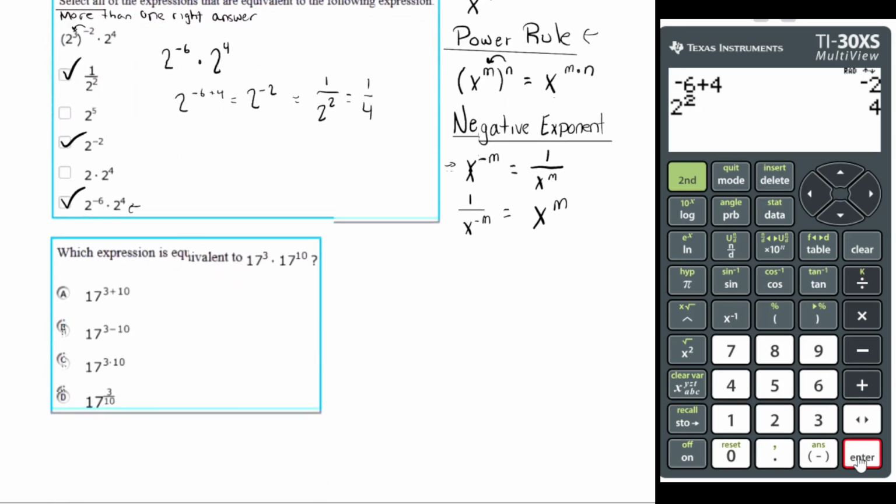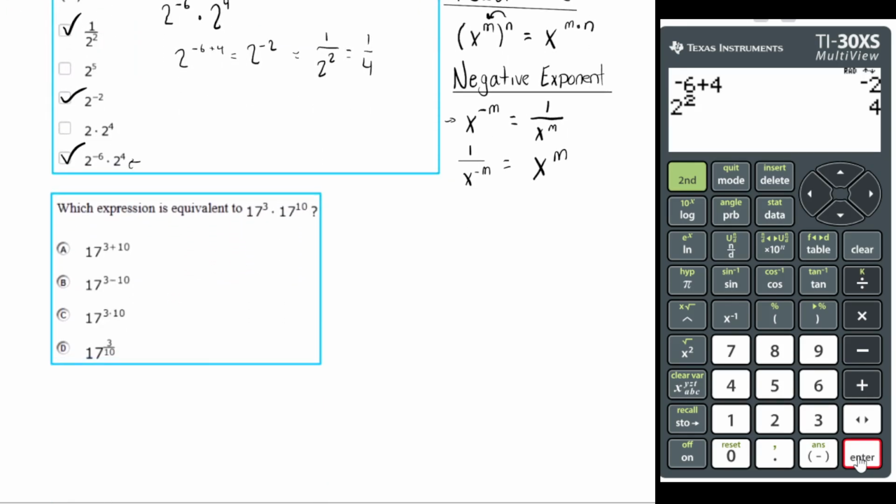So let's go to our next question. Which expression is equivalent to 17 to the third times 17 to the 10th? Remember what the word equivalent means? It almost looks like it starts with the word equal. That's because it means equal. Which expression is equivalent? Okay?